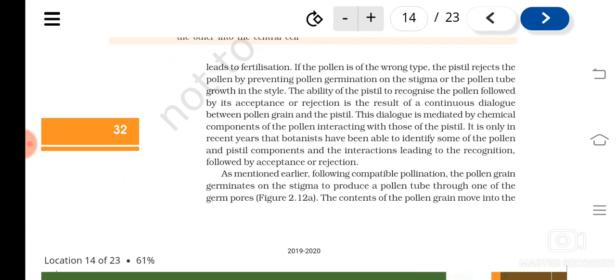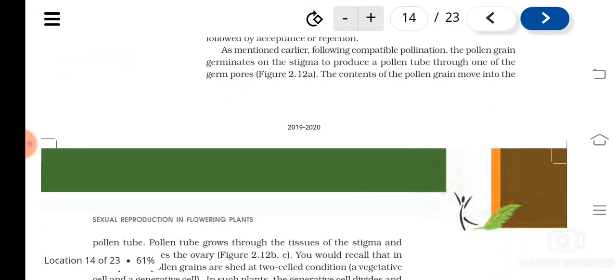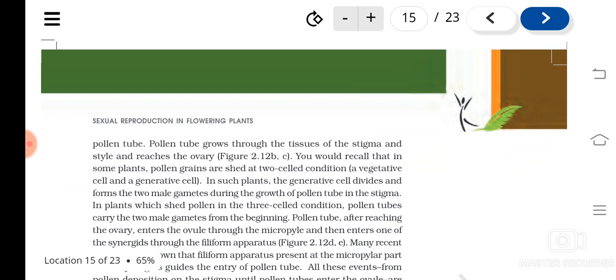When the pollen tube grows, the entire content of the pollen grain also will enter into it. Through what does it germinate? Through the germ pores, isn't it? Germ pores will be there, and only through the germ pores the pollen tube comes out, and the content of the pollen grain also will be moving into the pollen tube. Now it will reach the ovule, I said, isn't it?